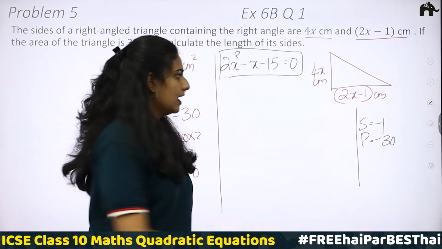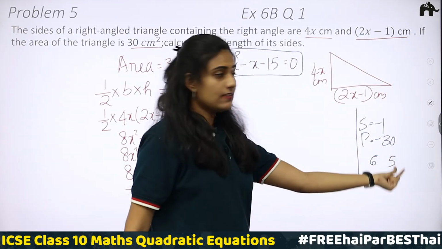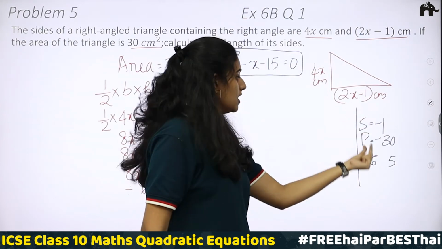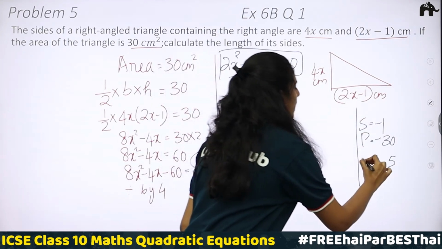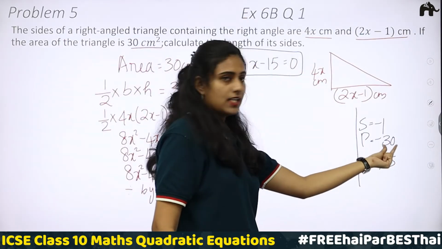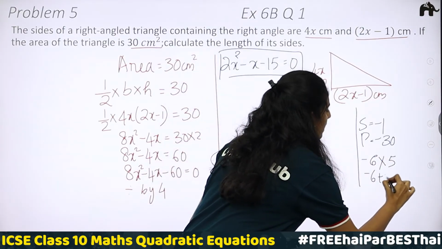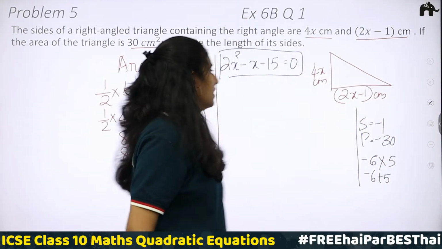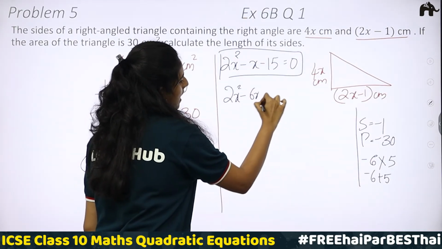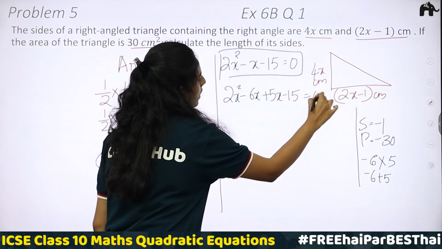What are the numbers? If I take 6 and 5, 6 into 5 is 30. We need a negative. Sum is negative, which means the greater number should be negative. Minus 6 into plus 5. Minus 6 into plus 5 is minus 30. Minus 6 plus 5 is minus 1. We can split the middle term. 2x square minus 6x plus 5x minus 15 is equal to 0.